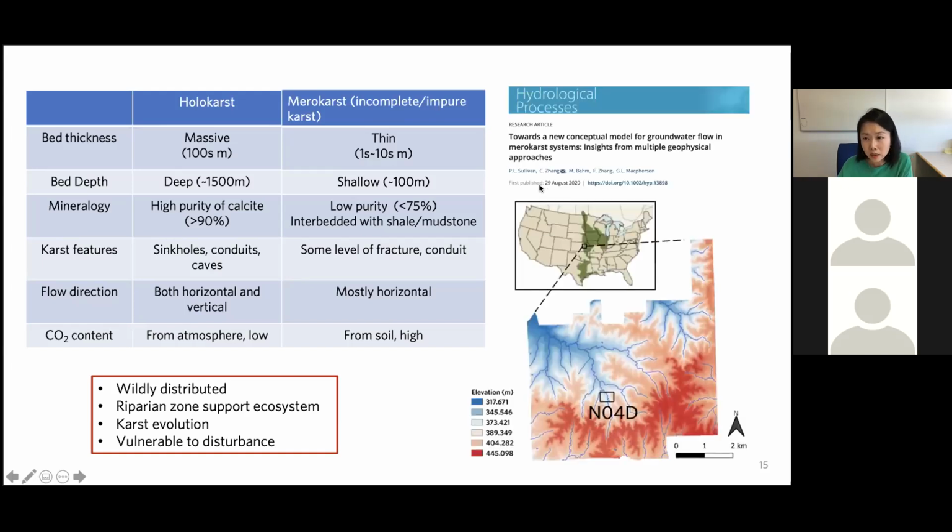So this is the study we published last year. This is a study done in Kansas Prairie, which is a tall grass prairie and a long-term ecological research site with very low human disturbance. So this is Kansas, and this is our study region. And within our study region, we focus on a small watershed. It's N04D here.